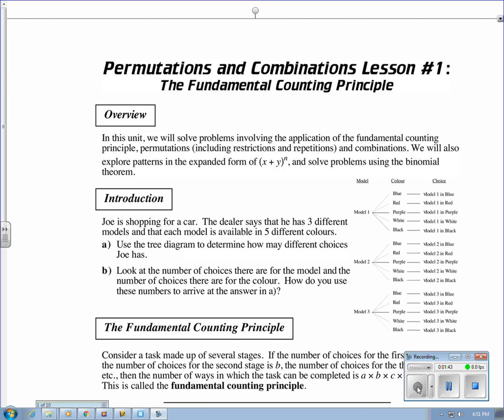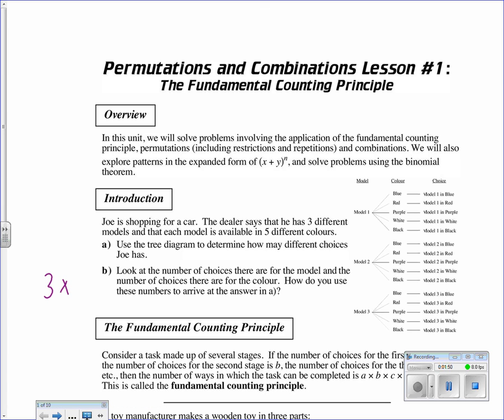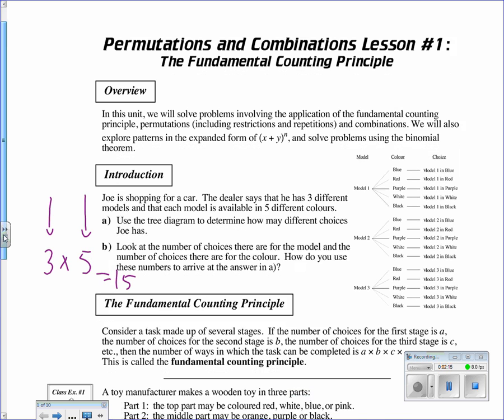And mathematically, we can represent that same calculation by taking the number of choices for the model. He has 3 choices for the model. He has 5 choices for the color. And that is equal to 15. That's our first representation of the fundamental counting principle, looking at the number of different opportunities or options there are for the choices we get to make. Let's look at our first example.